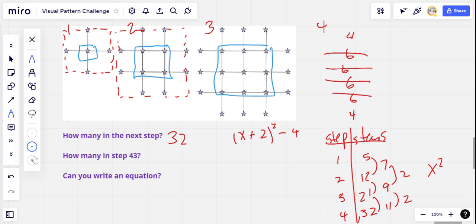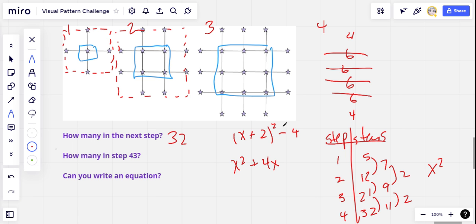So this, you could write an equation from this, and let's go ahead and do that. So I'm having x squared first, and then I've got first 4 stars, then 8 stars, and then 12 stars. This is the step number times 4. So 4x. So this looks like our equation.